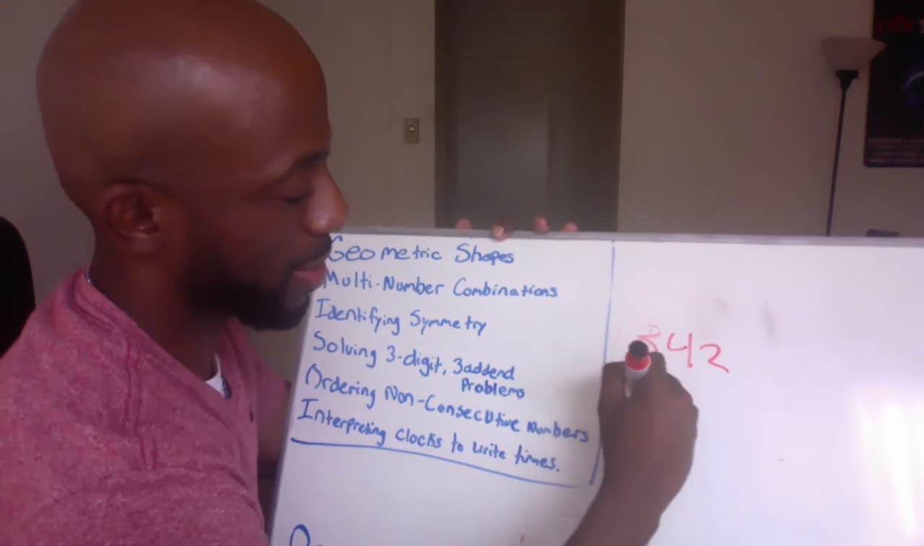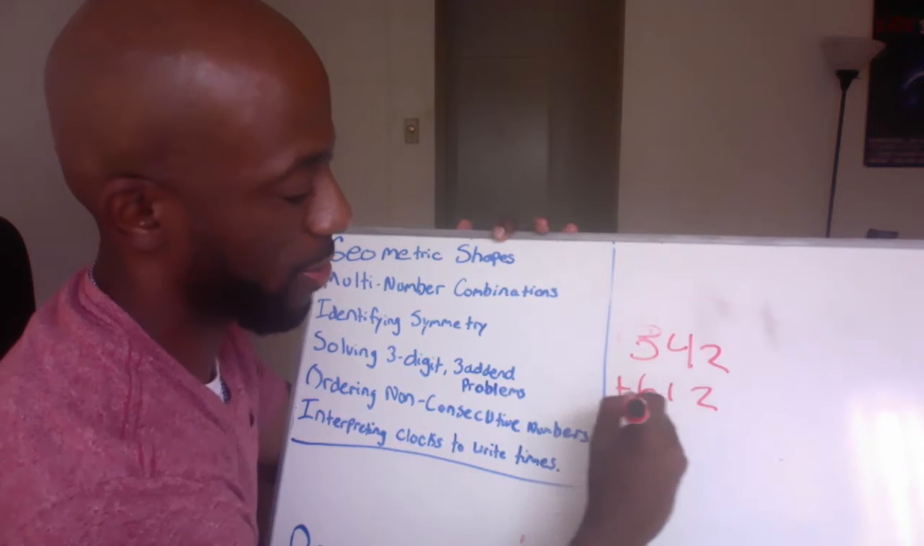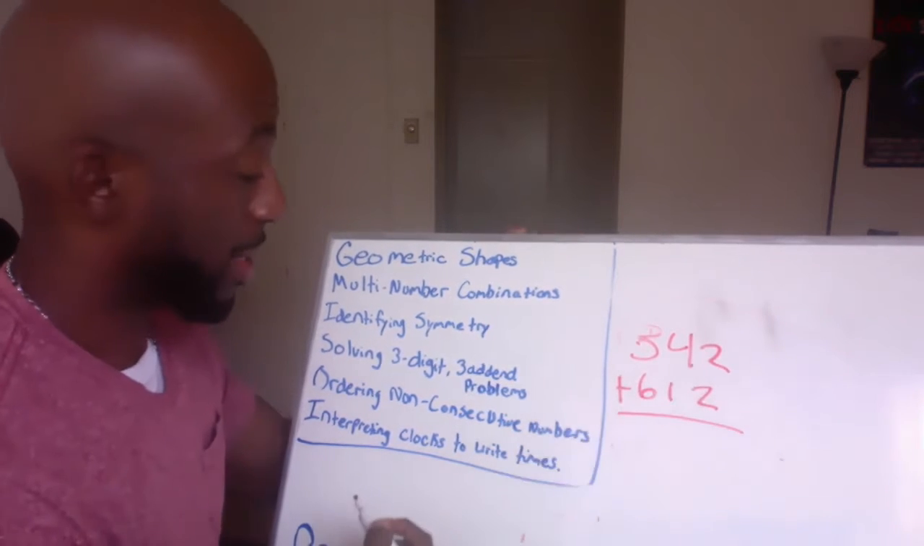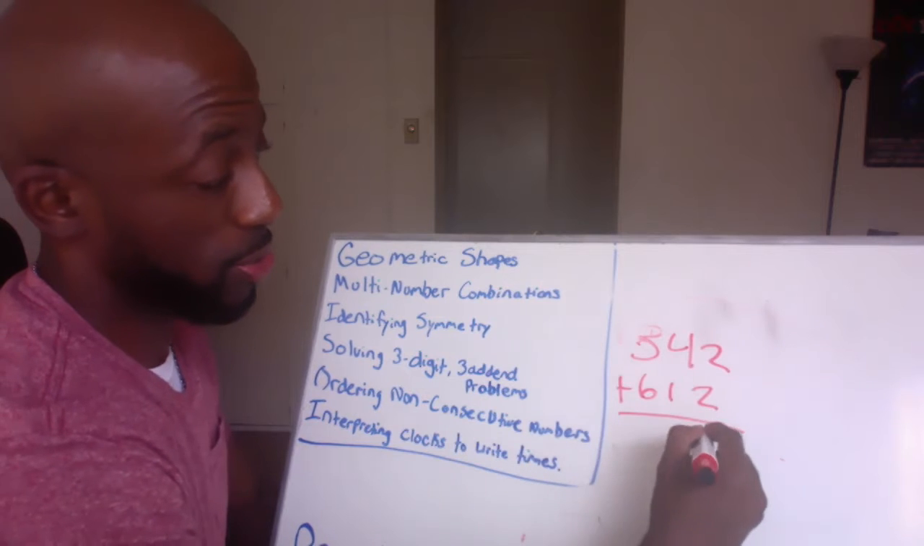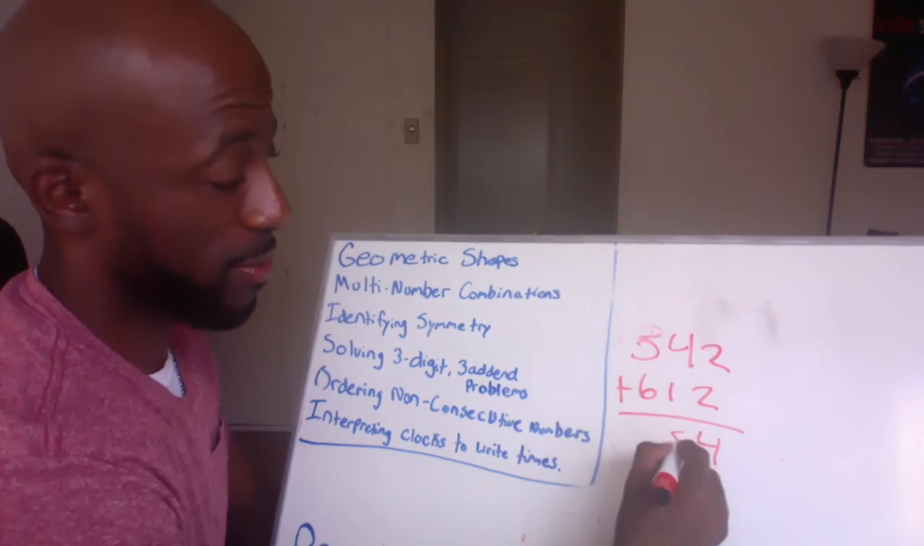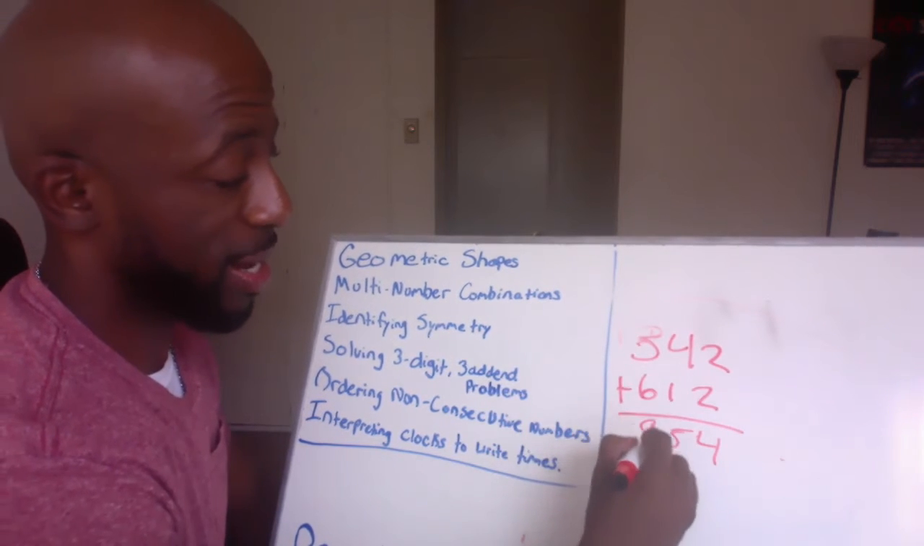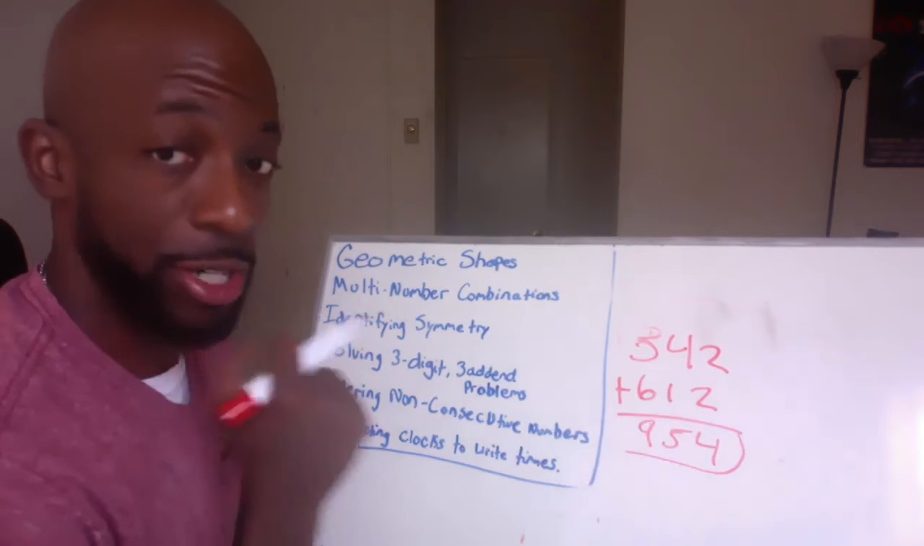342 plus 612. So that's a 3-digit addition problem, okay? And you can know the answer. 2 plus 2 is going to be 4. 4 plus 1 is 5. And then 3 plus 6 is 9. And that would be your answer. You're going to do problems like that.